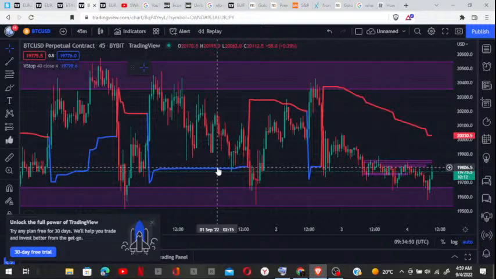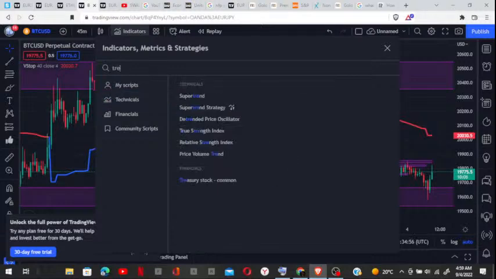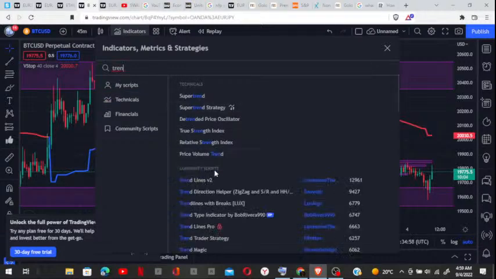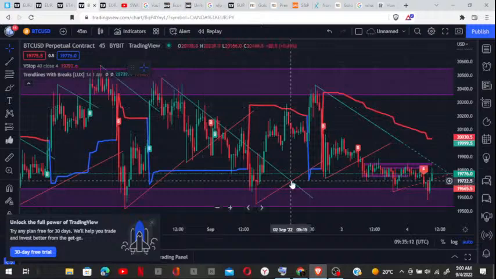So what we're going to do is go to these indicators over here and look for trend lines with a break. Here you can see the Lux Algo. This is the indicator that you're going to use, so I'm going to click on it. Now that is done, you can see these lines over here. These are the trend lines with breaks.